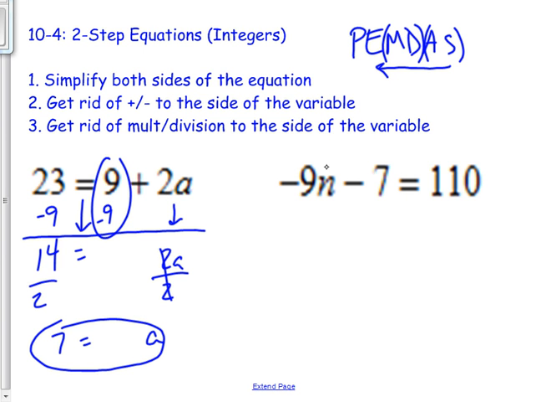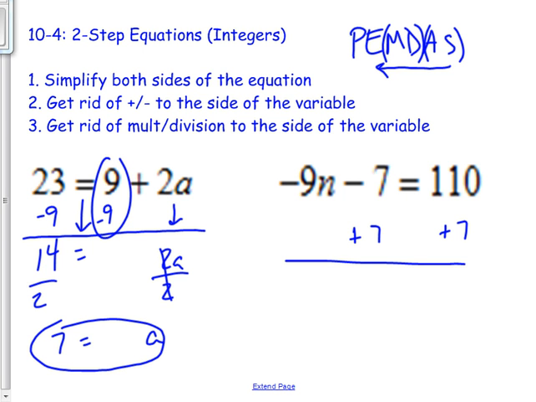So again, you can check all these. Going on to the next one. Now the variable's on the left side. Again, I want to get rid of addition and subtraction first, so I'm going to deal with the 9 or the 7. This time I deal with the 7 first. Since it is a minus 7 or a negative 7, I need to add 7 to both sides in order to get rid of it.